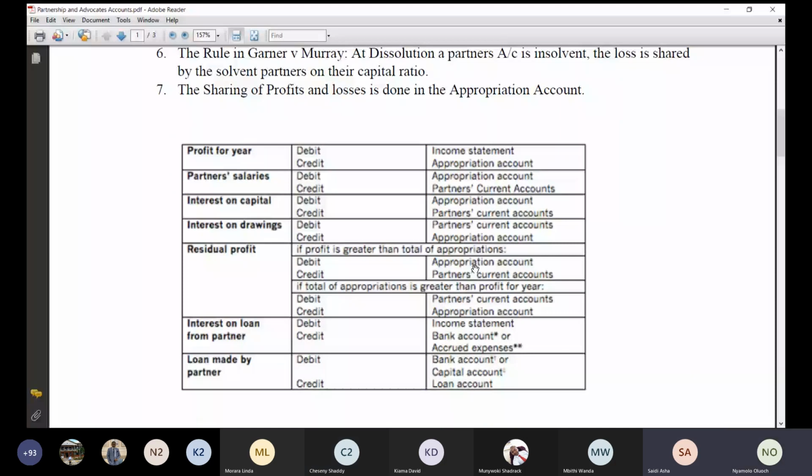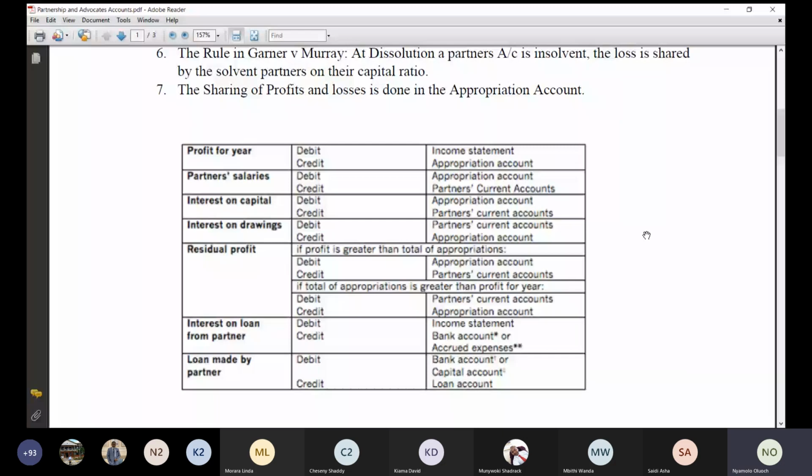I just put something there on the treatment of those elements that I mentioned. Wherever you see partners' salaries, of course, profit for the year would be a debit. When you check it to the appropriation account, it would be a credit. The partners' salaries will be debited because it is an expense, and you credit the partner's current account.